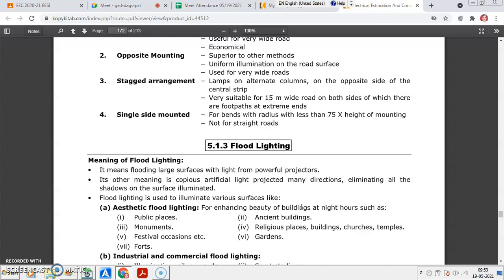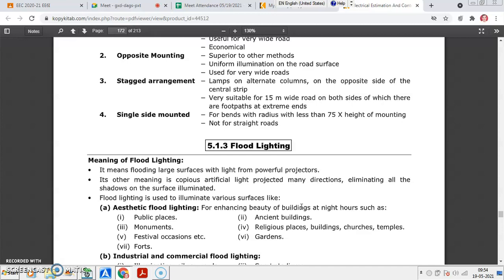So aesthetic flood lighting for enhancing the beauty of the incredible structures. So this flood lighting is used. Particularly the artificial lighting that we are projecting to increase the beauty of such places. These projections are done through many directions, eliminating all shadows on the surface that is to be illuminated.